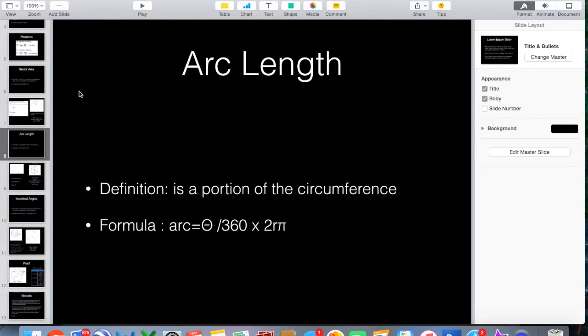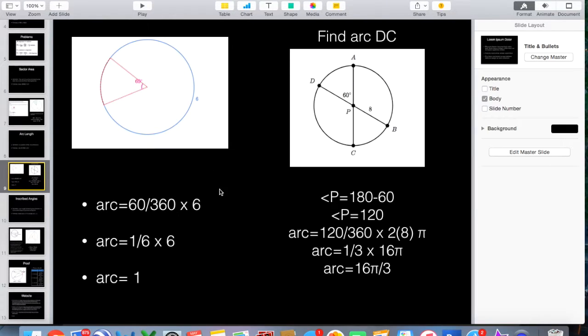Arc length. The definition of arc length is a portion of the circumference. The formula for this is arc equals theta over 360 times 2 r pi. So here we have a circle, and the angle is 60, and this is 6. So we have to plug this in, and it would be arc equals 60 over 360 times 6. That would lead to arc equals 1 over 6 times 6. And the reason why it's 1 over 6 is because we simplified this fraction. And this would equal 1.